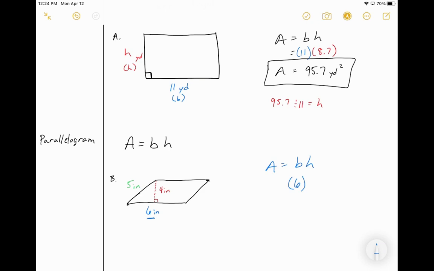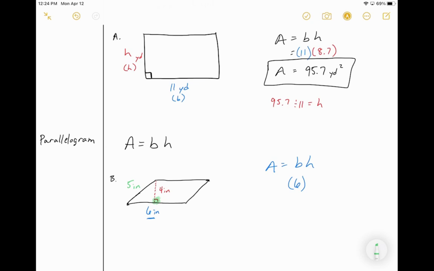And again, the key is this. Look for the right angle. Look for the 90 degrees. Look for the box. I see that I have this box right here, which means the two numbers are the 6 and the 4. The 4 is the height. So what about the 5, Mr. Leong? The 5 doesn't matter. It's just there to throw you off.